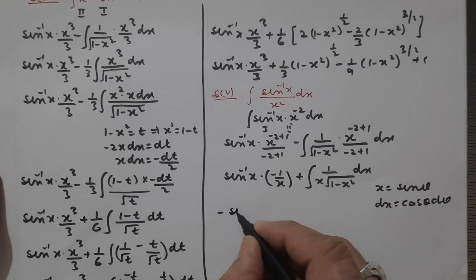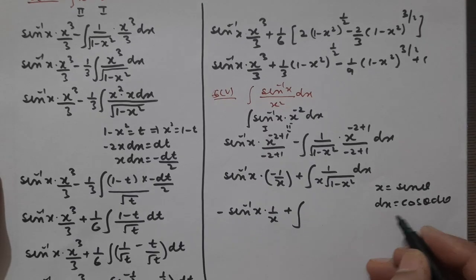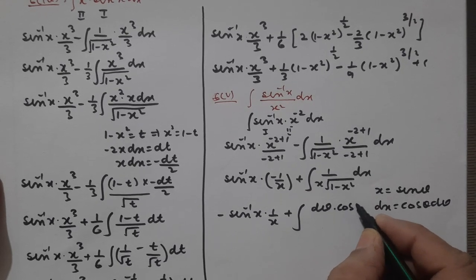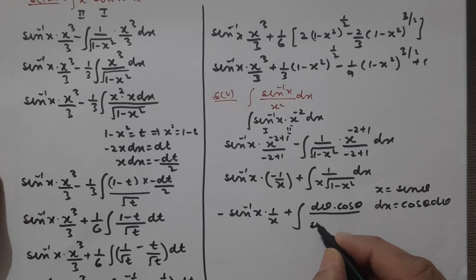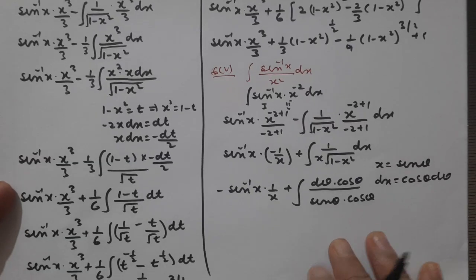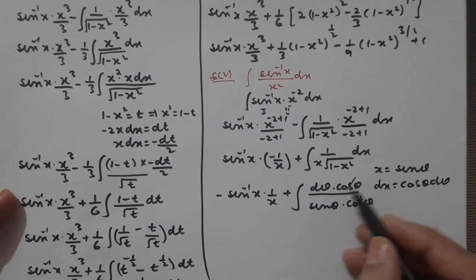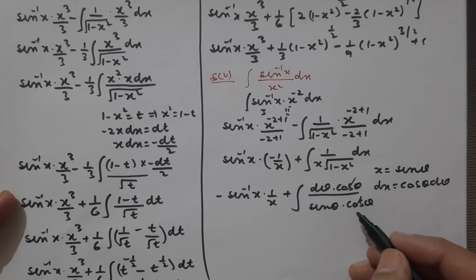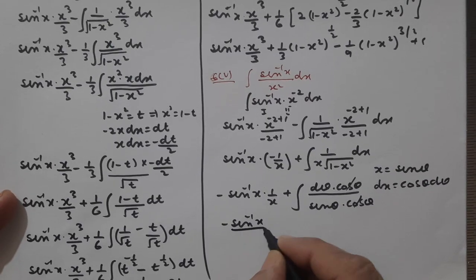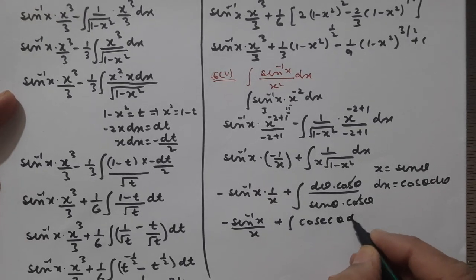So minus of sine inverse x by x plus the integral of d theta into cos theta. Dx is cos theta d theta, and here we get sine theta, and under root 1 minus sine square is cos theta. So we get the expression like this, cancelling cos with cos. I repeat again, in place of dx we write cos theta d theta, and in place of x we write sine theta, under root 1 minus sine square is cos theta. So we get sine inverse x upon x plus the integral of 1 upon sine theta, which is cosecant theta d theta.